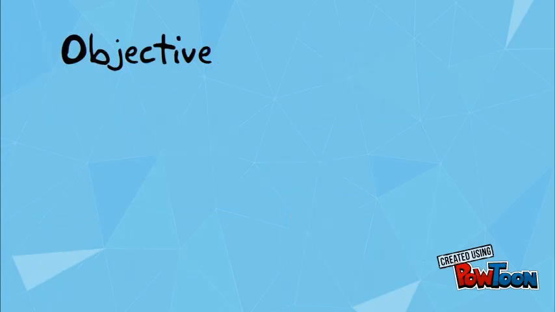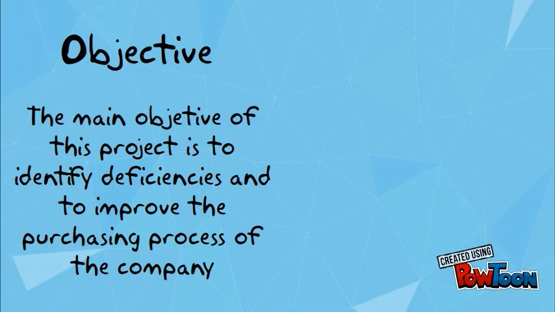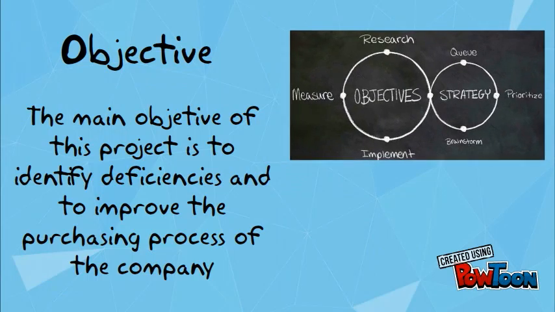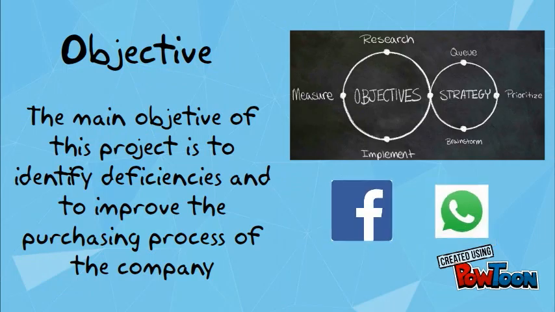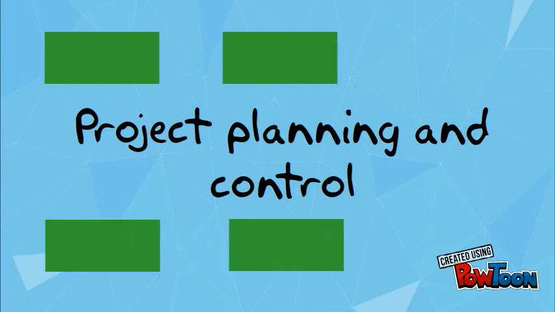The main objective for this project was to analyze a process from a company and identify which parts could be improved in order to optimize the process and have better results. The team's communication was via Facebook and by WhatsApp group, where we agreed on each of the team member roles and due dates. Project planning and control.